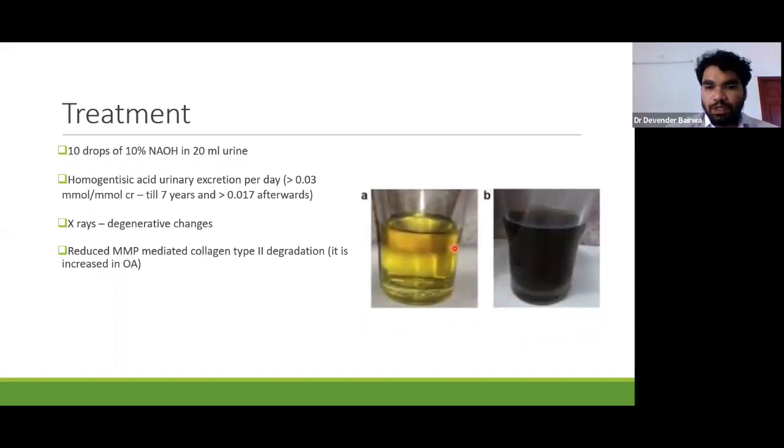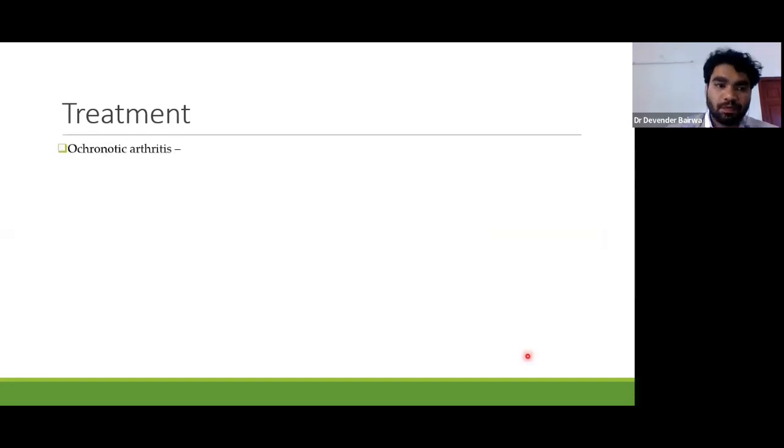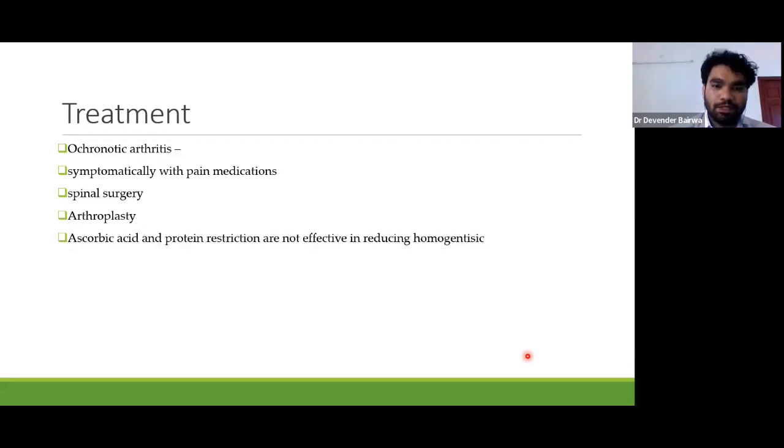This is a picture showing the clear urine, and this has become dark after adding 10 drops of 10% sodium hydroxide. It leads to faster oxidation of urine, leading to darkening of the urine. So for ochronotic arthritis, because we know there is no ongoing inflammation, we give symptomatic treatment with pain medications. Patients having significant spine disease can undergo spinal surgeries. Patients having so much joint involvement can undergo arthroplasty.